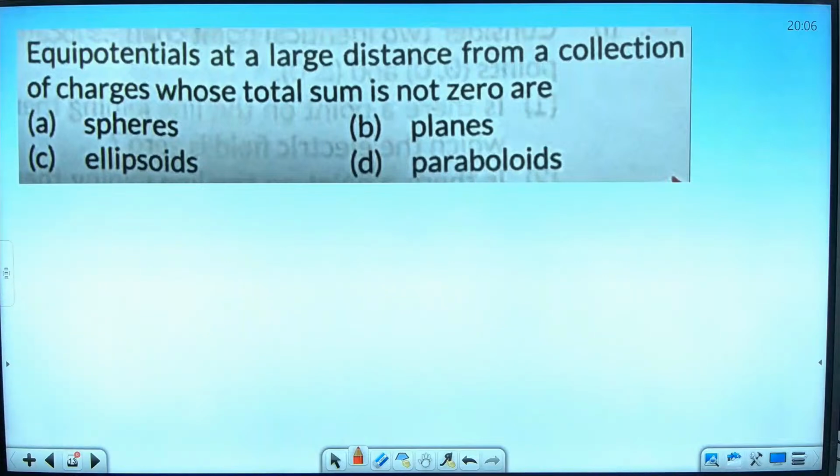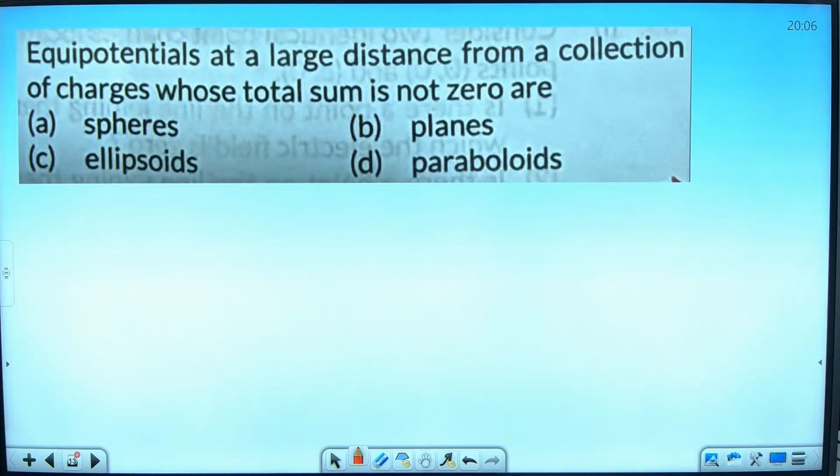Okay, see this question until the answer for this fast. Equipotentials at a large distance from a collection of charges whose total sum is not 0. Planes. Okay. Anybody else? He says plane. Do you agree with him? Spheres. One boy there, Pranitya says sphere, Sanjit says plane. Anybody else? You want to add ellipsoid or paraboloids? What are these? I don't know, sir. Planes. Sphere.